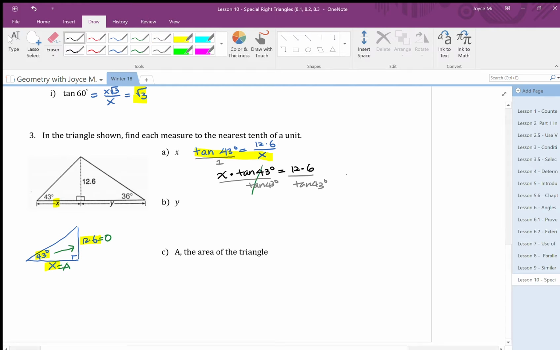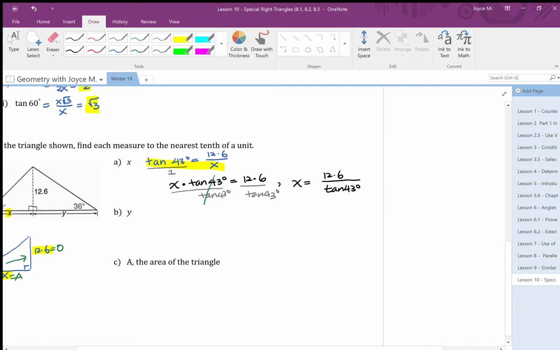So I have x is equal to 12.6 over tangent 43 degrees here. This part here, you can just plug into your calculator, and make sure your calculator is in degree mode because we have 43 degrees. So this is approximately 13.5. Okay, so that's my x.